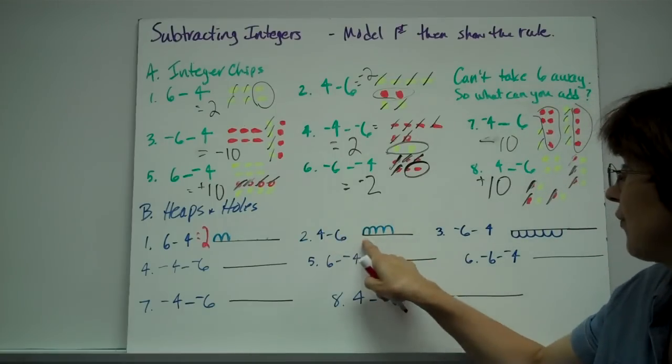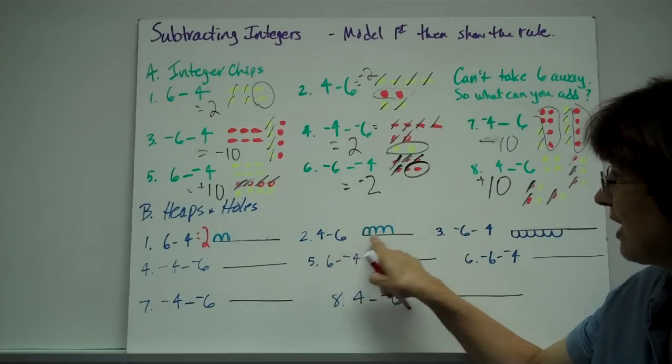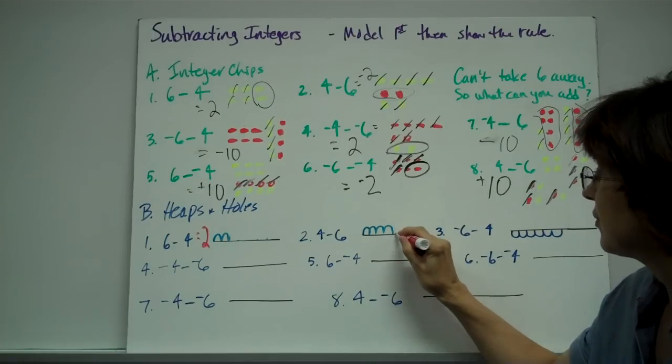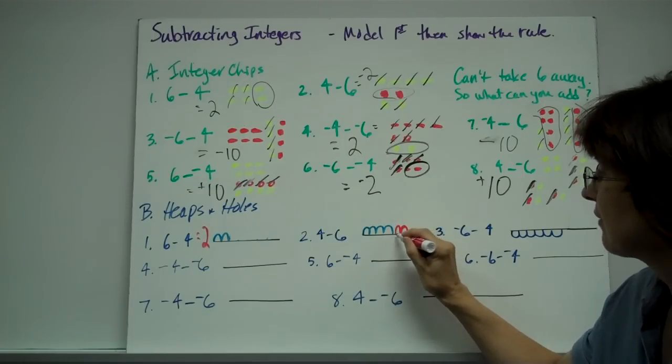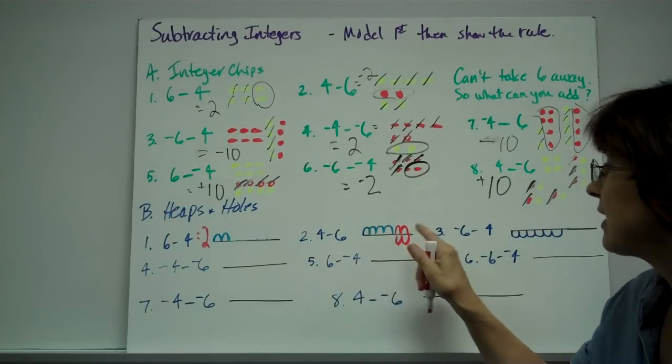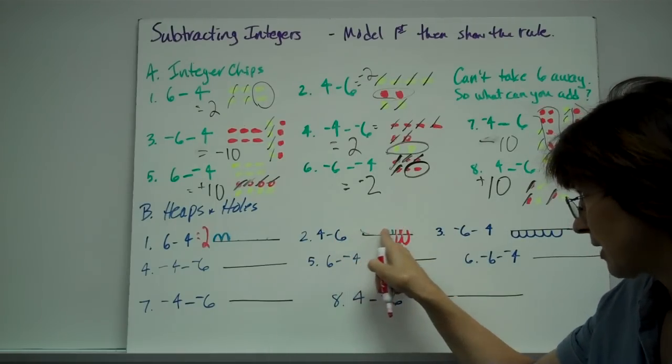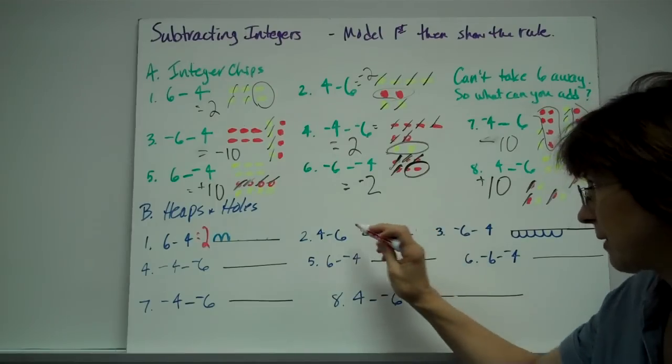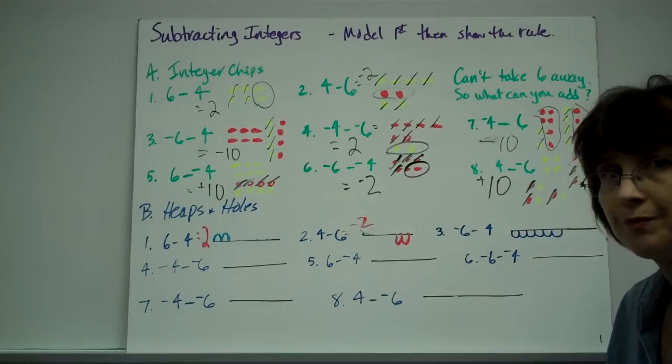I'm left with 2. So my answer there is going to equal 2, and they're above the line, so it's positive. Here I've got 4, and I've got to take away 6. But I don't have 6, I only have 4. So I'm going to add 2 more heaps on top, but if I do that, I've got to add 2 heaps on the bottom, because that's like your 0 pair. So now I can take away 6 all on top, because it's positive 6. I'm left with 2 on the bottom, so the answer there is negative 2.